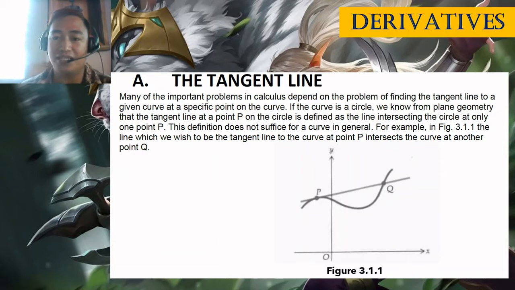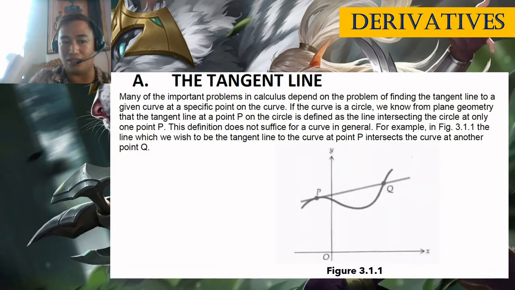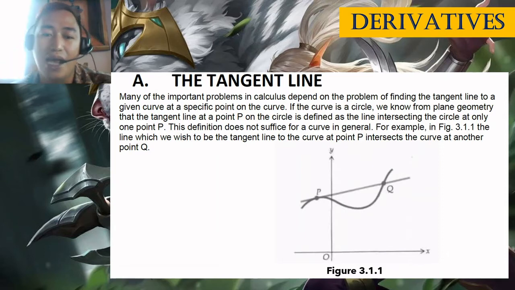So if the curve is a circle, we know from plane geometry that the tangent line at a point P on a circle is defined as the line intersecting the circle at only one point. Right? Okay, this definition does not suffice for a curve in general. So it is not true for other curves.